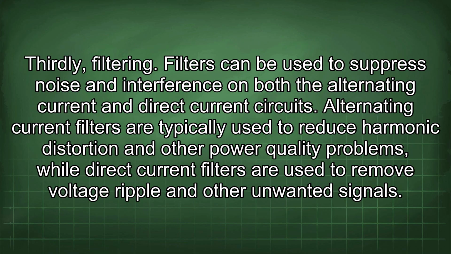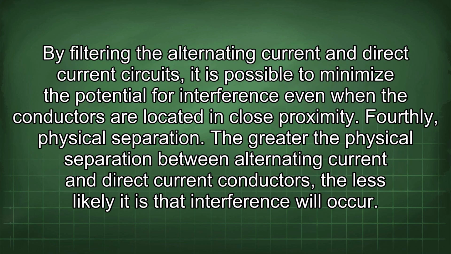Thirdly, filtering. Filters can be used to suppress noise and interference on both the alternating current and direct current circuits. Alternating current filters are typically used to reduce harmonic distortion and other power quality problems, while direct current filters are used to remove voltage ripple and other unwanted signals. By filtering the alternating current and direct current circuits, it is possible to minimize the potential for interference even when the conductors are located in close proximity.